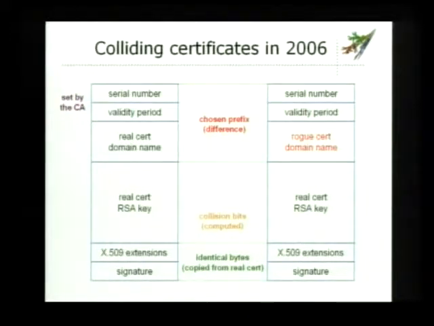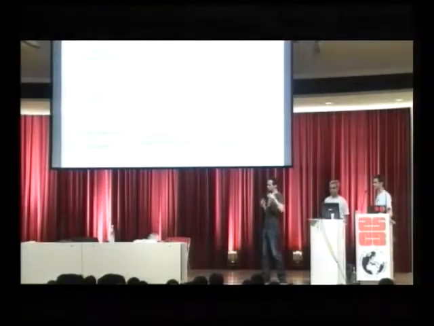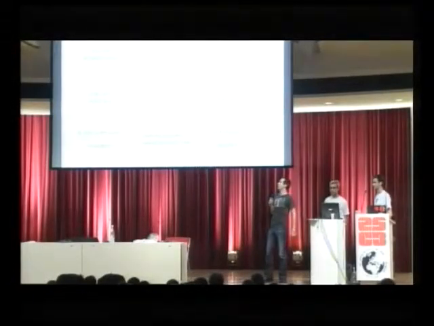Complicated by the serial number and the validity period in the certificate. Remember that the first parts are the chosen prefix, and we need to have those two prefixes from the two certificates. We need to know them before we can start generating the collision. And generating the collision takes a long time.